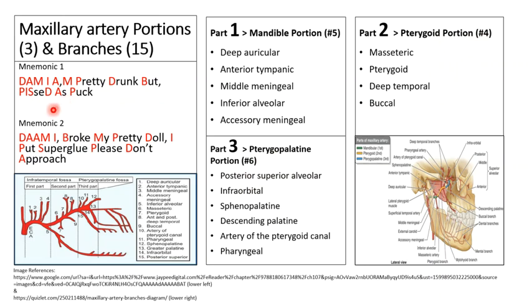The way you can remember is I have given 2 mnemonics. One is "Damn, I am pretty drunk, but pissed as puck." And the second one is "Damn, I broke my pretty doll. I put super glue, please don't approach." Wherever you see a comma, that's where the branches for that portion finish, and then the next portion starts, and you can see the further branches.